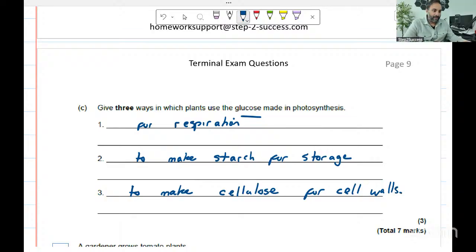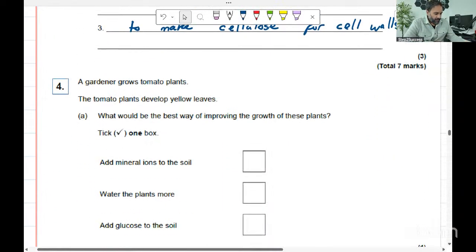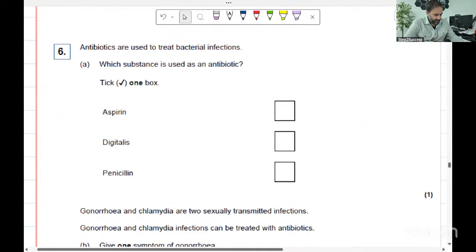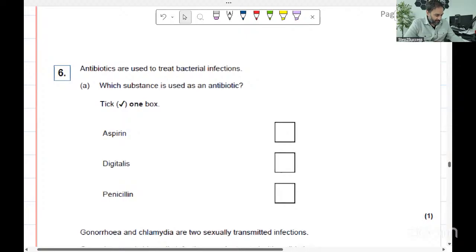So yeah, let's stick with that. 3, 6, 7, 8. Six, antibiotics. Which substance is used as an antibiotic? Out of these three, penicillin is the antibiotic.